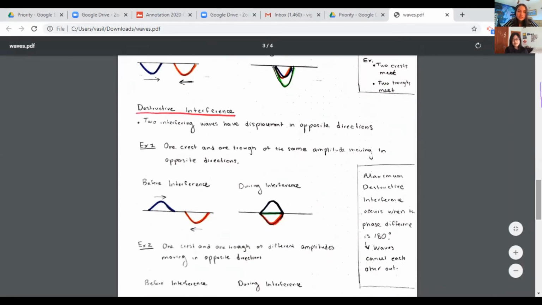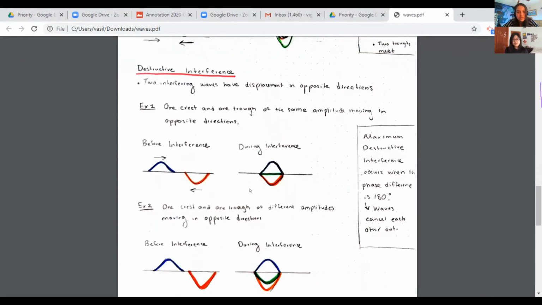On the other hand, destructive interference occurs when two interfering waves have displacement in opposite directions. A good example of this is one crest and one trough of the same amplitude meeting while traveling in opposite directions. As you can see in this example, because the amplitudes are the same, the crest and the trough would basically cancel each other out. So the new wave would not have an amplitude.